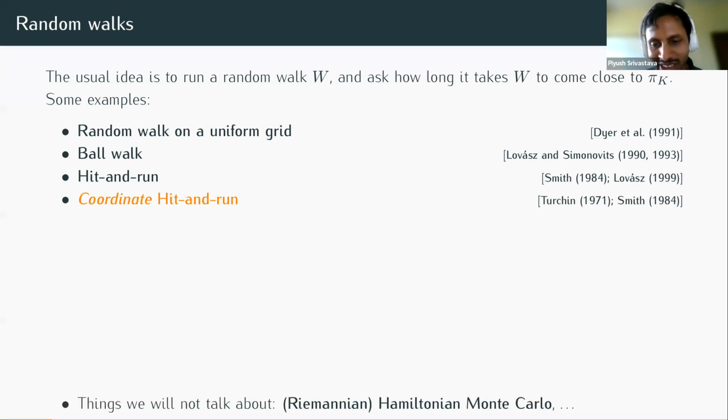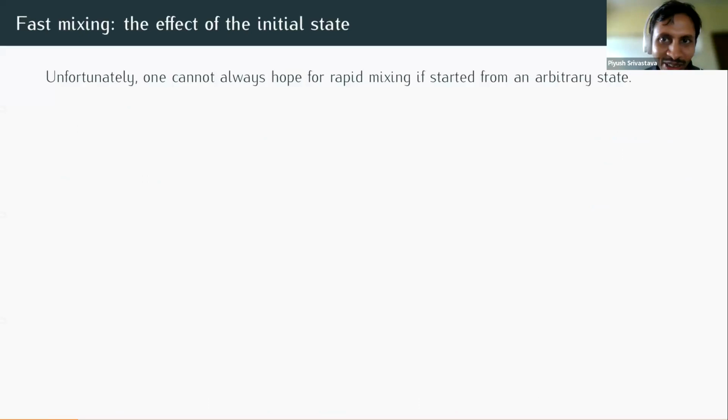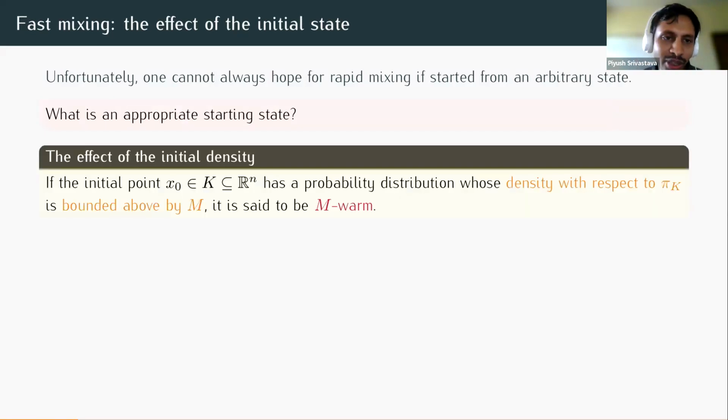So both of these can move very far. What we want is fast mixing. We want to get to the stationary distribution quickly, and we cannot always hope for rapid mixing if we start from an arbitrary state. We'll see why. So one question to ask is, what is the appropriate starting state? And one slightly more sophisticated version of asking it is, what is the effect of the initial density? Maybe the initial density is not just a point. Maybe it is already slightly randomized.